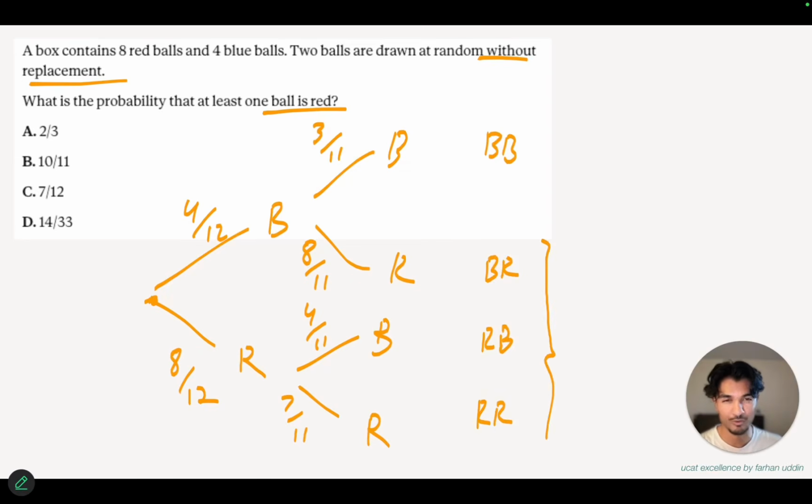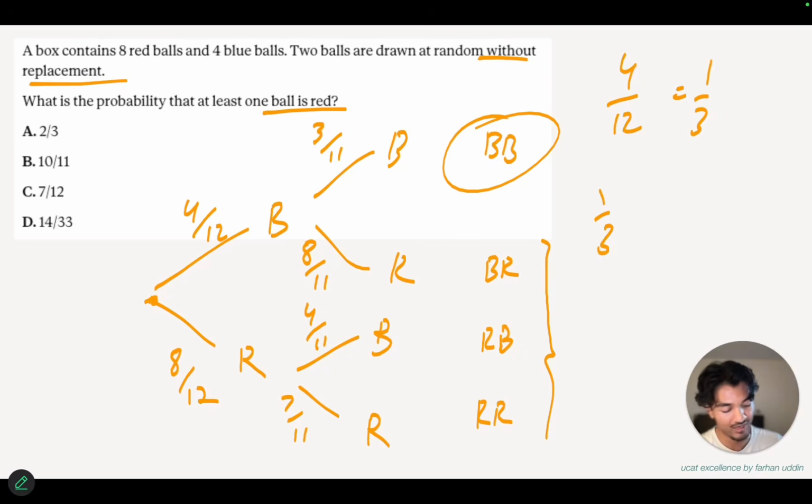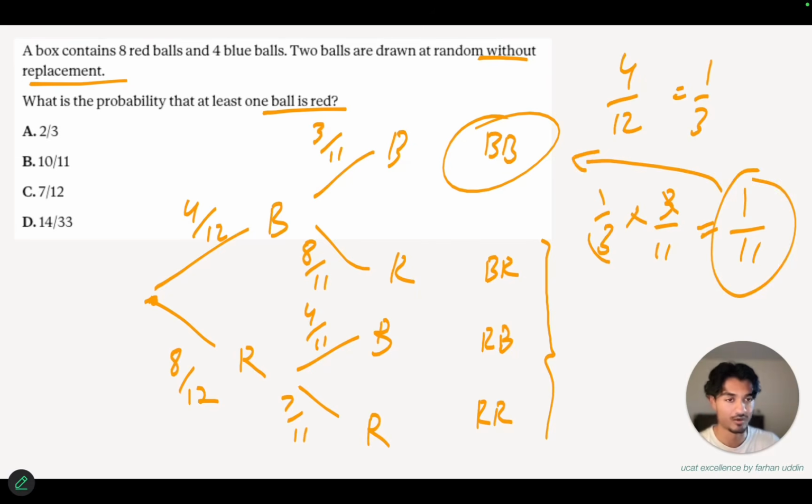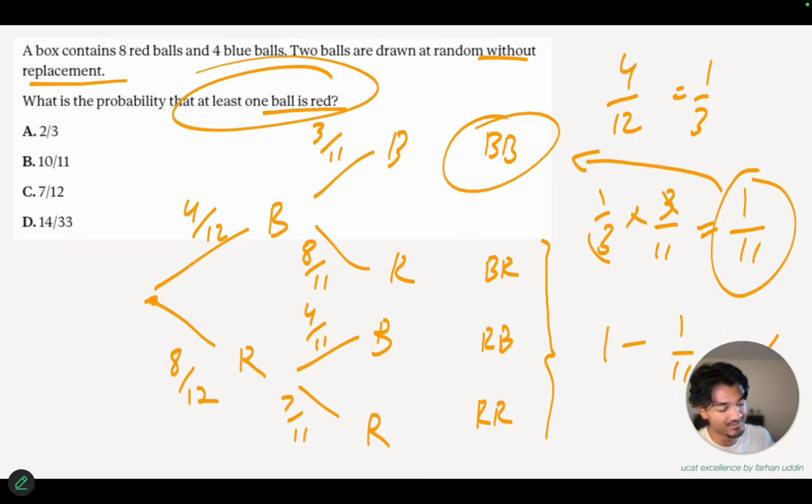So instead of just adding all of those 3 up, why don't we just find 1 minus whatever this is, just to make your life easier. Remember, the game of the UCAT in general is about how quick you can be with everything, not just how accurate you can be. So this helps us be quicker. So 4 on 12, which you can just rewrite to 1 on 3. So 1 on 3 times 3 over 11. You cross out those, you end up getting 1 over 11. That's your probability of getting 2 blues in a row. So 1 minus 1 on 11 is going to be our answer for at least 1 ball is red, which gives us 10 over 11, or our answer of B in this case.